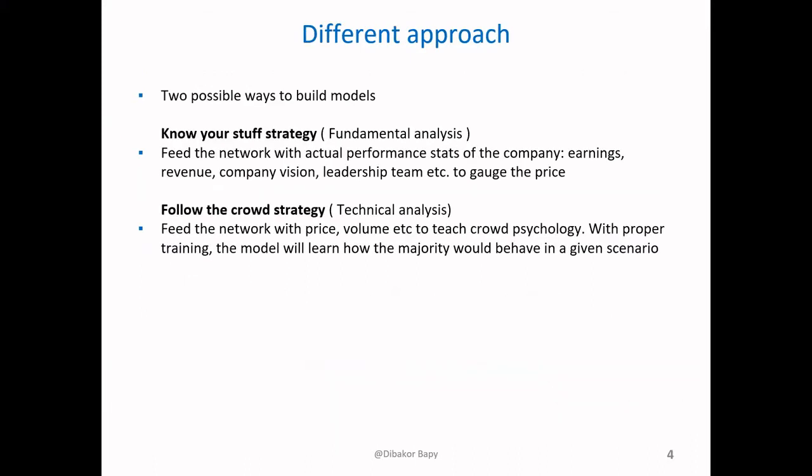There are many ways to build a model. You can feed the network with actual performance data of the company, like earnings, revenue, and data from quarterly statements, or you can feed the network with prices and trading volume. These are called technical indicators, to teach the model crowd psychology. The model will see the pattern and learn how the majority of the crowd behaves in a given scenario. So I followed the second method.